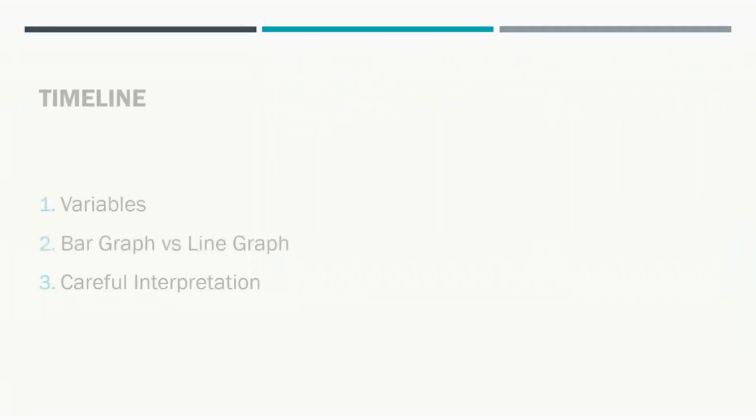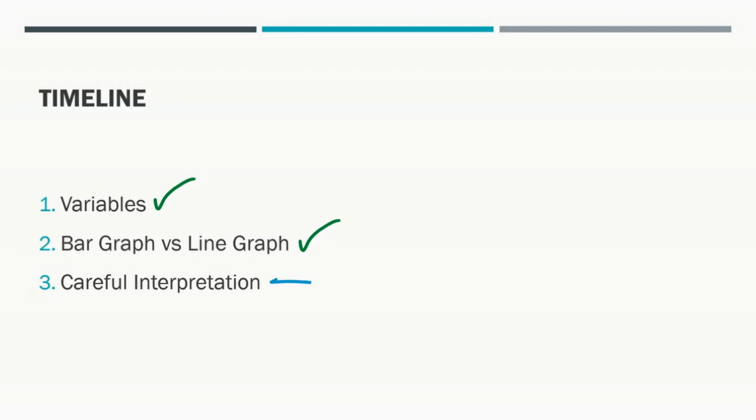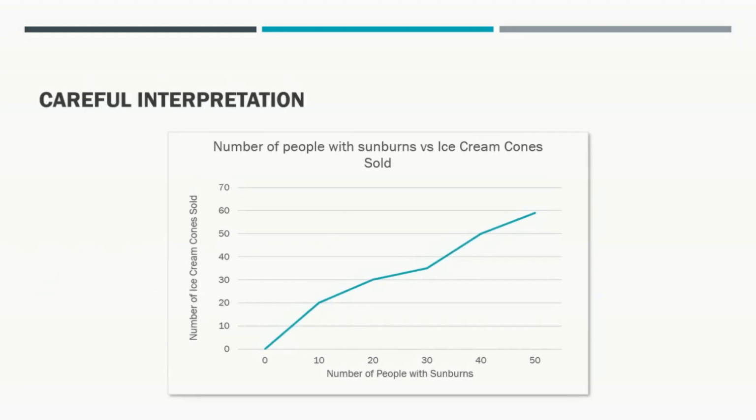So just to check back in, so far we have covered where variables go on a graph, as well as how to determine whether to use a bar graph or a line graph. Let's go ahead then and conclude our discussion with covering cautious interpretation of figures. If you were asked to interpret this graph, what would you do? Well, first, we could start by looking at our axes, right? So here we can tell that we are looking at the relationship between the number of ice cream cones sold and the number of people with sunburns.